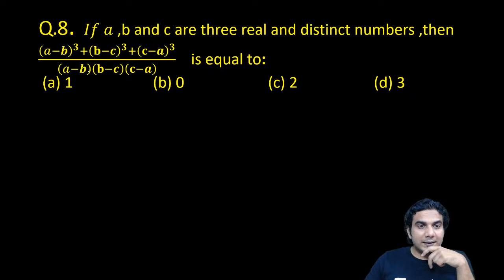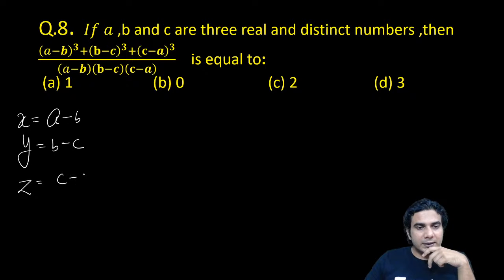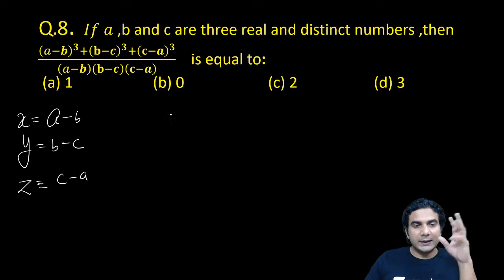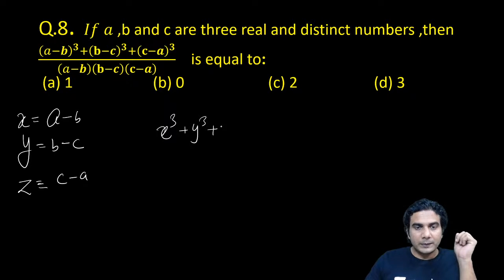So if you take this a minus b as x, you take x is equal to a minus b, and put this b minus c as y and z as c minus a, right? Then this expression is nothing but x cube plus y cube plus z cube upon xyz, all right? This is the expression. You need to find the value of it. Now see, what is the relation between x, y, and z?